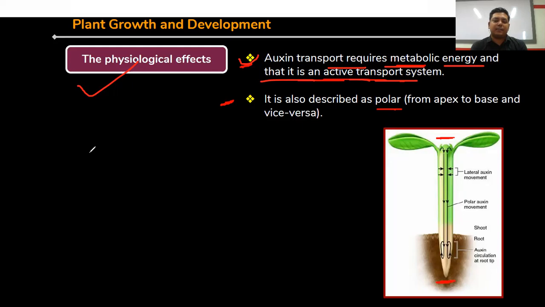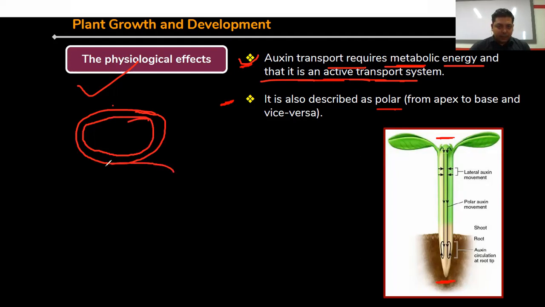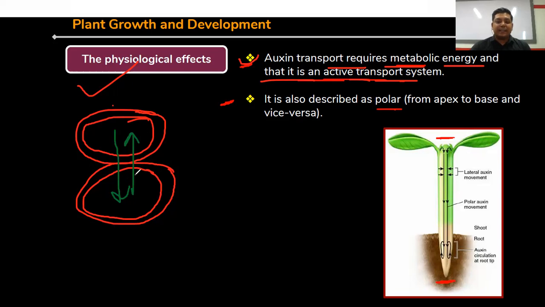So the active transportation system is the system from where any chemical compounds can be transported from a lower concentration region to a higher concentration region. Clear? This is called the active transportation system. So for auxin, suppose this is the plant body, suppose this is one cell and this is the plasma membrane, and suppose here is another cell with its plasma membrane. For transportation from one cell to another cell, auxin requires the active transportation system.